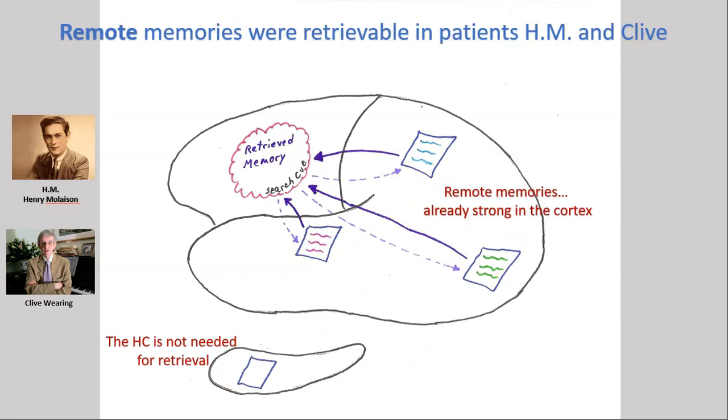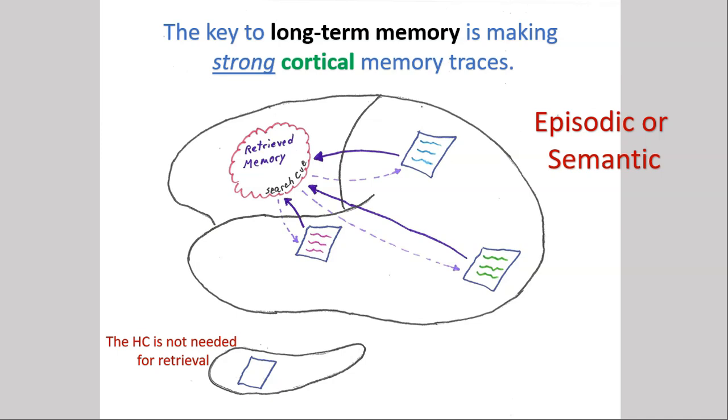Now, interestingly, the other pattern of memory performance in these individuals is that remote memories were retrievable in these patients. So here the idea is that the cortical memory traces somehow got strengthened to the point where the cortical retrieval systems could access them and retrieve that information. So for well-stored memories in the cortex, we don't need the assistance of the hippocampus to retrieve them. And of course, that's the key to making long-term memories, is to make strong cortical memory traces, whether we're talking about episodic or semantic memories.